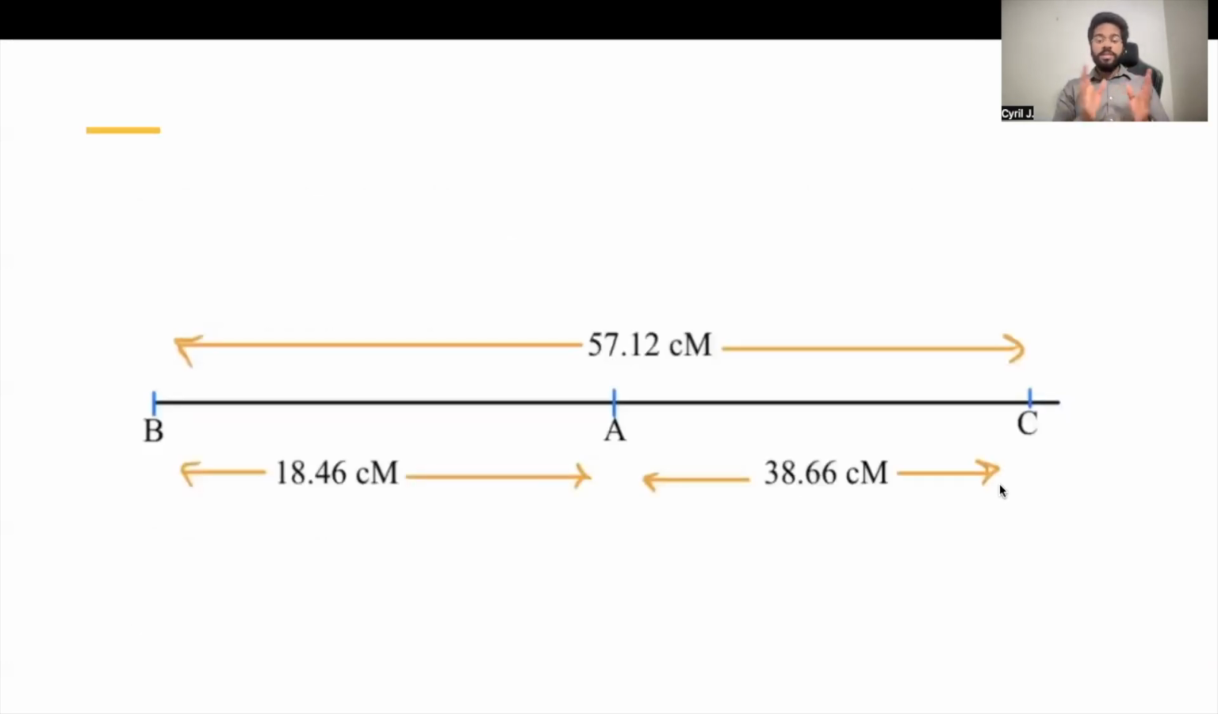Next, we can actually plot this out onto an actual gene map. And we can start with the distance between B and A and C and A, which we just calculated. And we can calculate that relative total length across these genes, which would amount to 57.12 centimorgans.